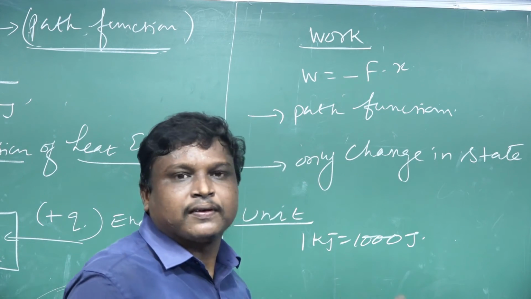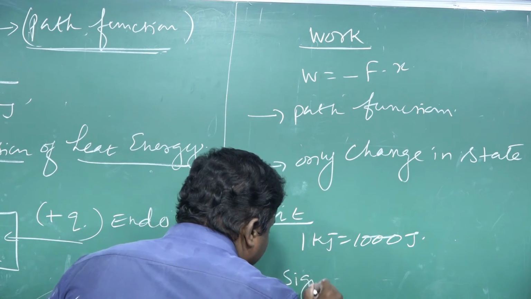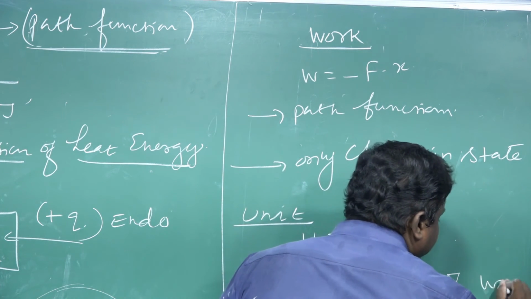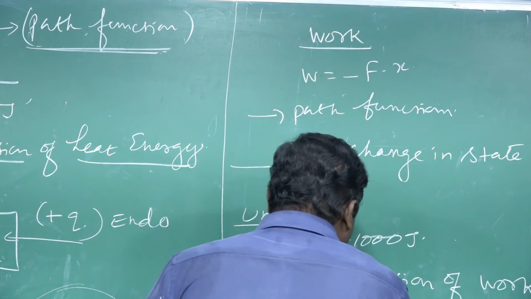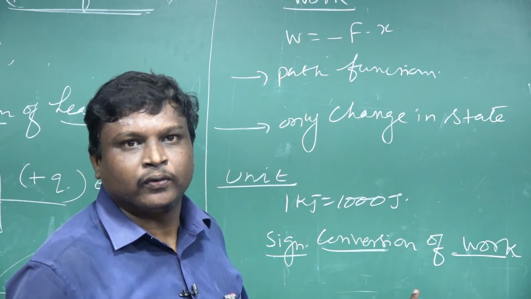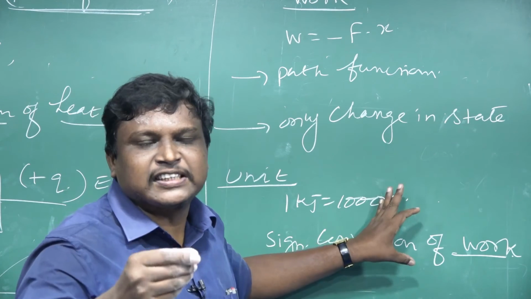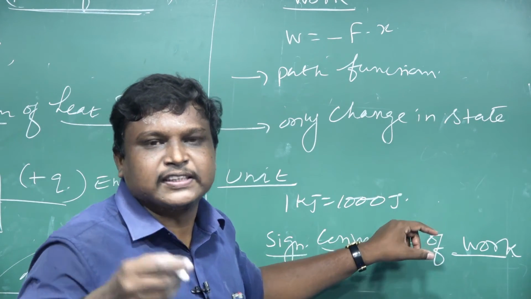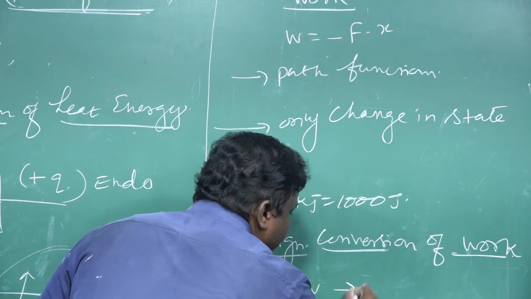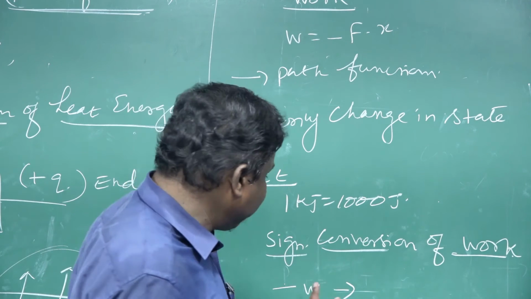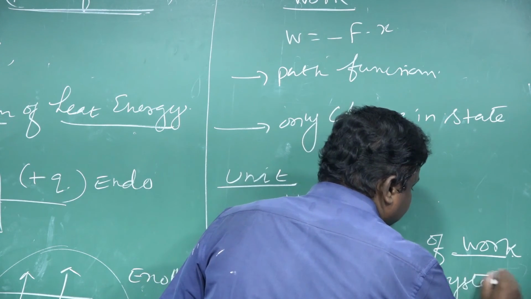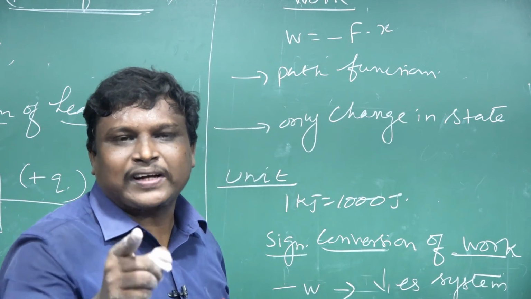Okay. Next one, sign convention of work. Suppose work becomes negative. When work becomes negative, the energy of the system decreases. So negative work, minus W, decreases the system. This is work done by the system.